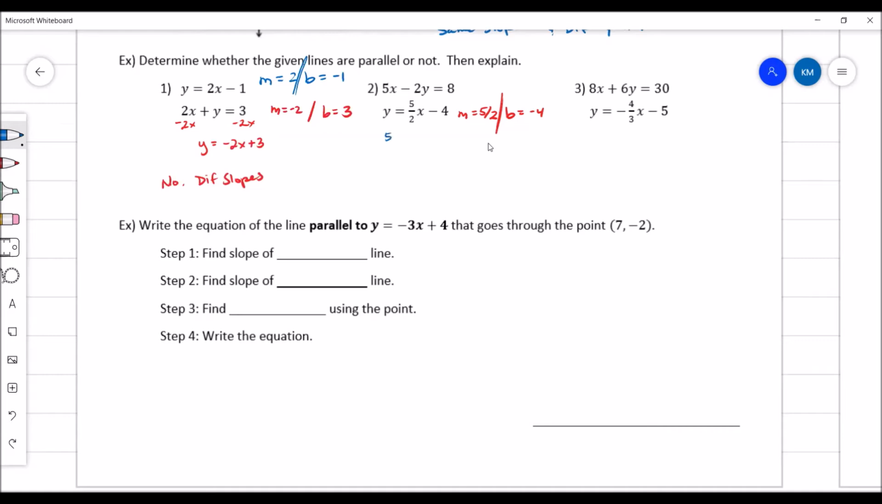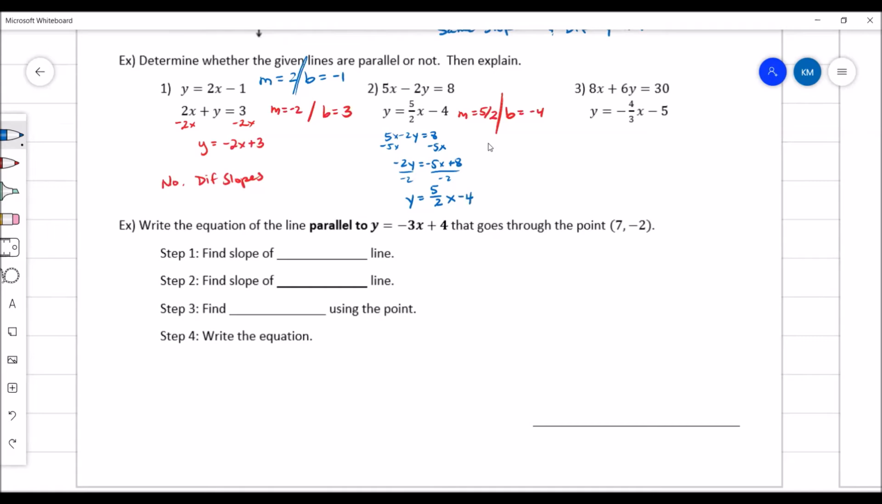So here I have 5x minus 2y equals 8. I'm going to subtract 5x from both sides, start getting y by itself. Gives me -2y equals -5x plus 8. Divide then by -2. And so I get y equals negative divided by negative is positive 5/2 x, and 8 divided by -2 is -4.